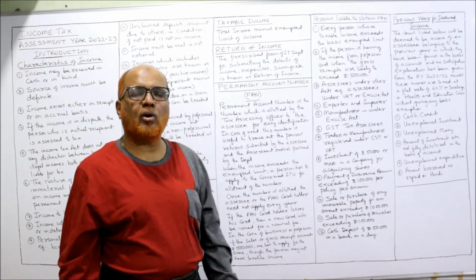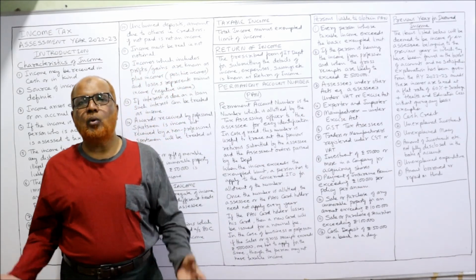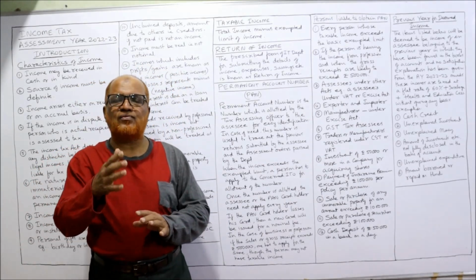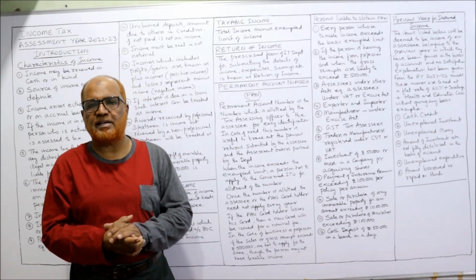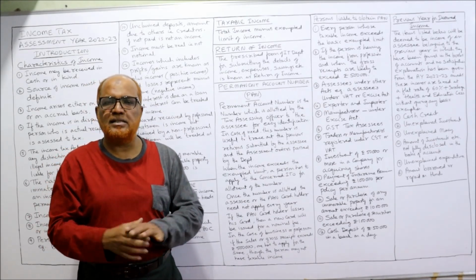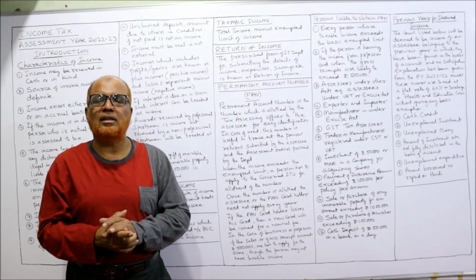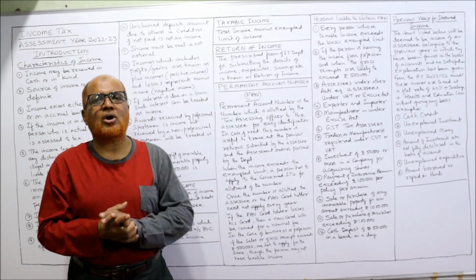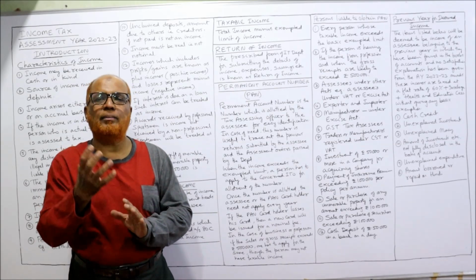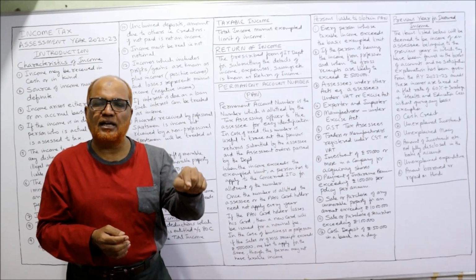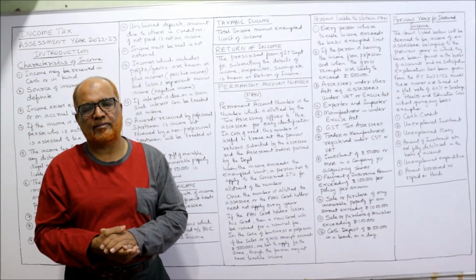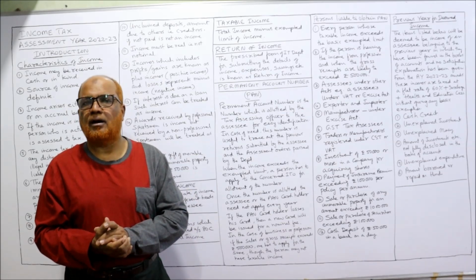Lastly, amount borrowed or repaid on hundi. Hundi is an illegal way of transferring money from one place to another, from one person to another. It's an illegal method of transferring money. So if a person is caught having hundi money, that will be treated as his income and he has to pay the tax. These are called deemed income.